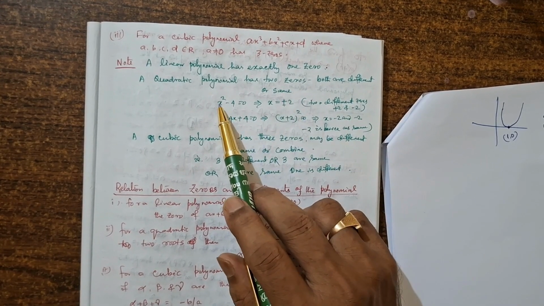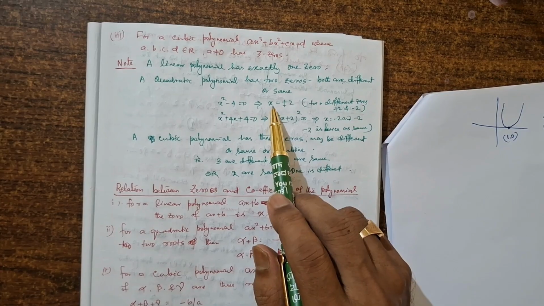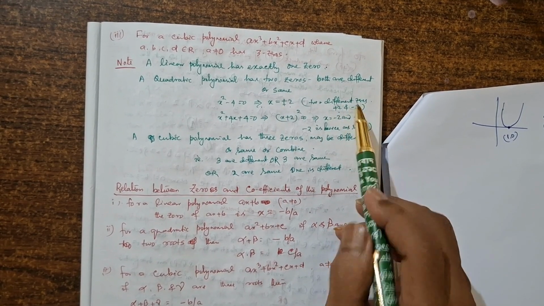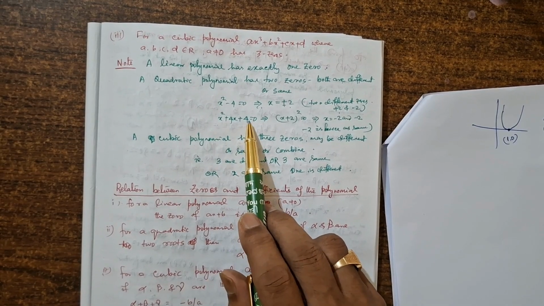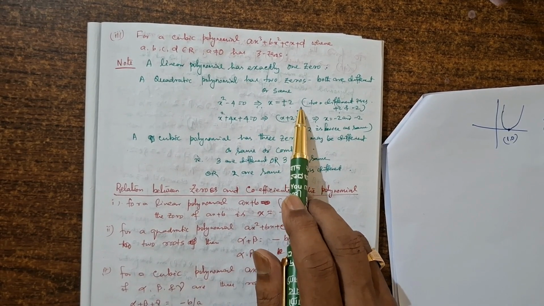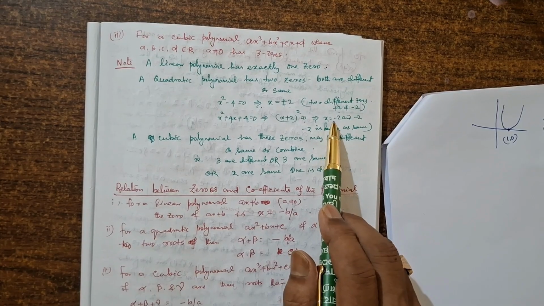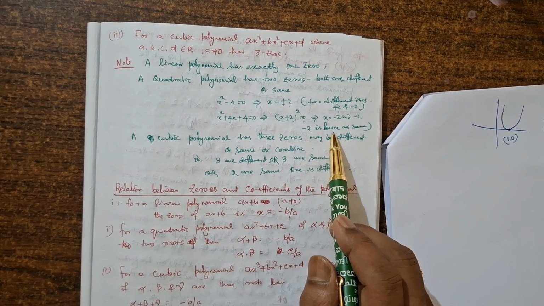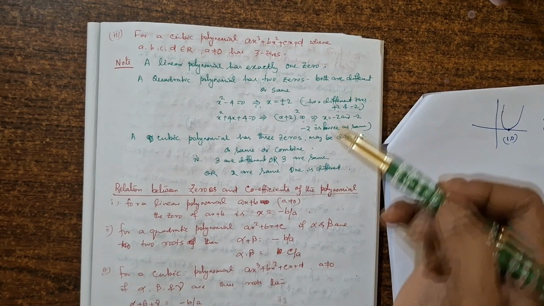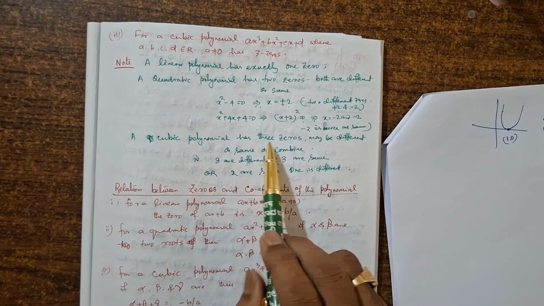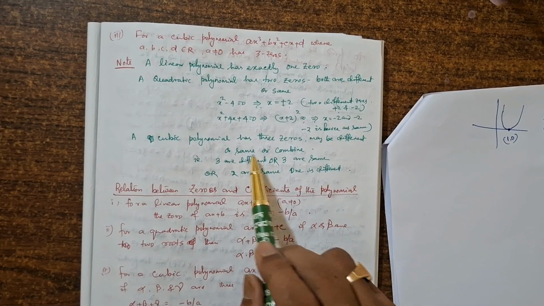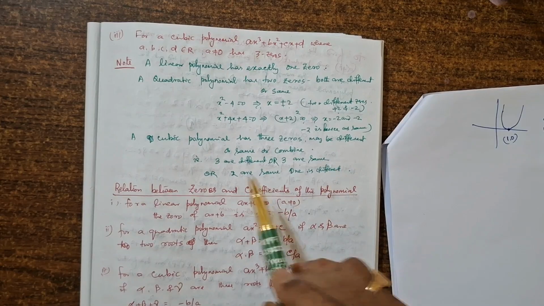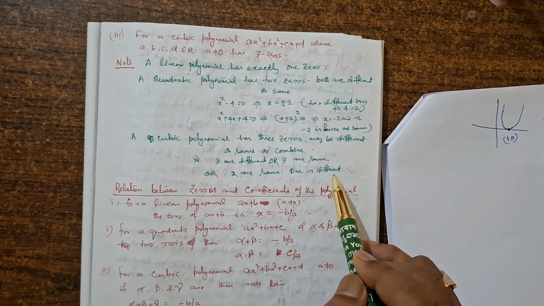same. x square minus 4 is equal to 0 implies x is plus or minus 2, two different zeros, plus 2 and minus 2. x square plus 4x plus 4 implies x plus 2 whole square is equal to 0. This implies x has two values, that is minus 2 and minus 2, that is minus 2 twice. A cubic polynomial with 3 zeros may be different, the same, or combined. 3 are different, or 3 are the same, or 2 are the same and 1 is different. Okay.